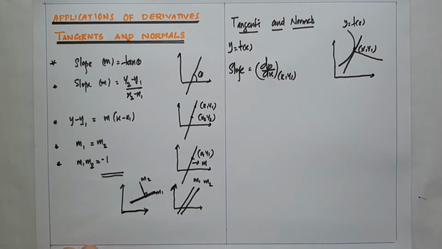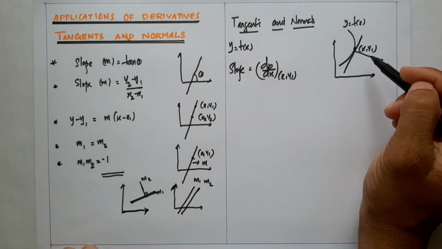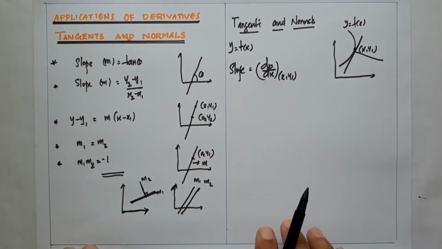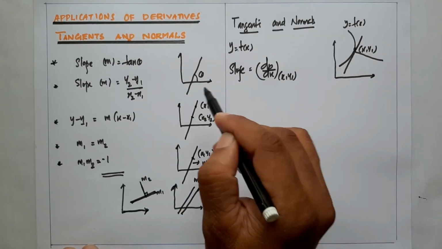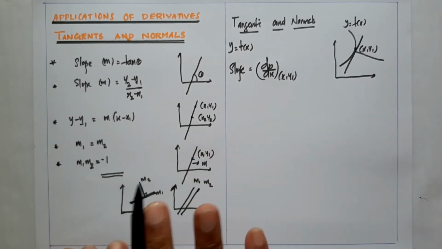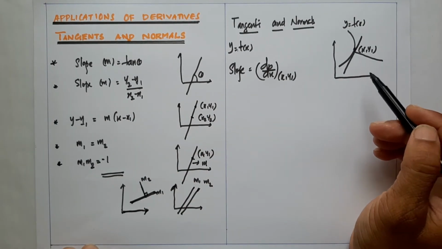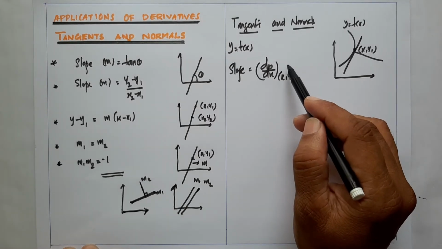A line that touches the curve and passes through that point is called a tangent line. The slope of the tangent is found by differentiating the curve at the touching point. This slope and these three slopes are all equal. Suppose the line makes an angle theta with the positive x axis, then the slope is also equal to tan theta.